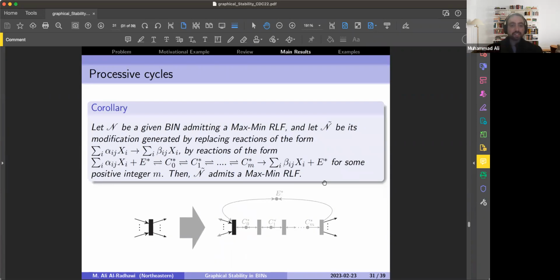And for the second kind of Lyapunov function, we can actually allow for an even more elaborate kind of enzymatic catalysis. So if you have this kind of reaction, which is just an input complex going into an output complex, you can add an arbitrary number of intermediate complexes between them, and they are catalyzed by the same enzyme. So this is known as a processive enzymatic reaction. So if your initial network has a Lyapunov function of the form of max minus min, then you can replace any reaction by a reaction of this form, and you will still have your Lyapunov function.